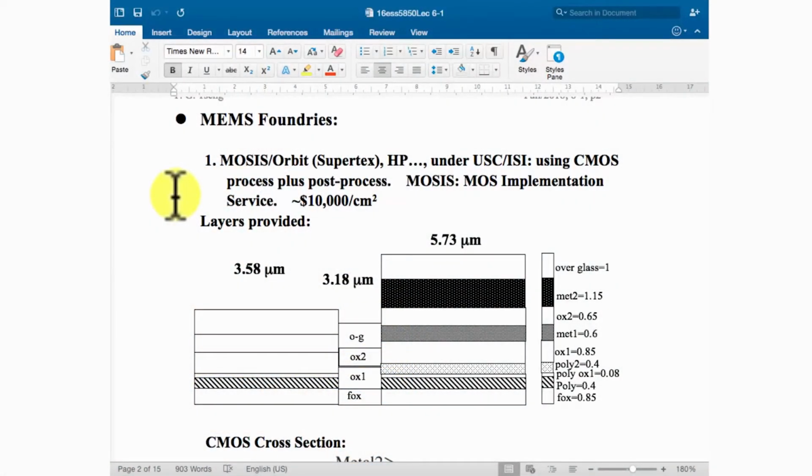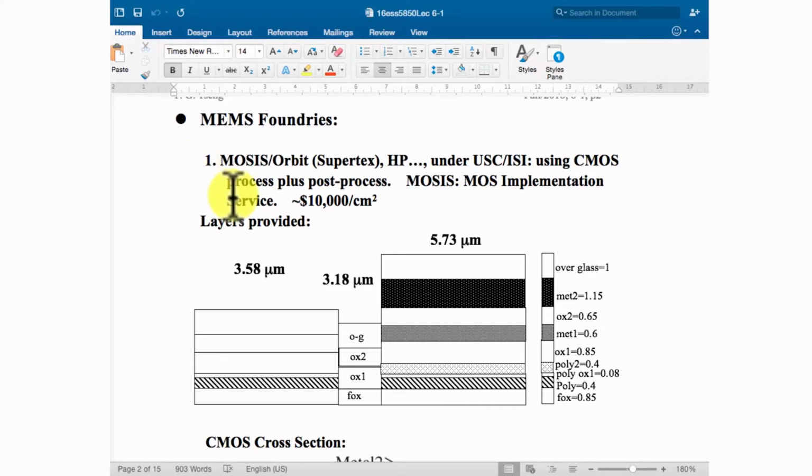In this case, for MEMS, usually we deal with a scale around a micron, even up to millimeter size. So that kind of small feature size is sometimes not necessary for our MEMS devices. We will use the 2 micron process. That will be more than enough for most of the MEMS design. For example, the MOSIS process, like Orbit, HP, they provide a similar process.